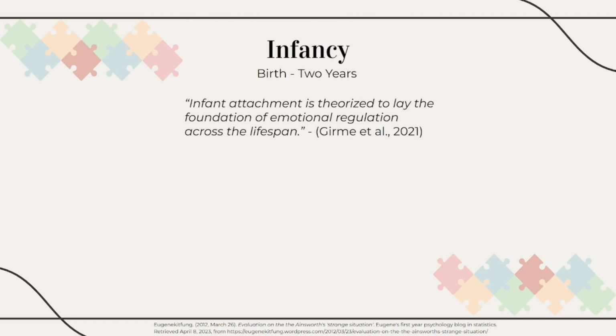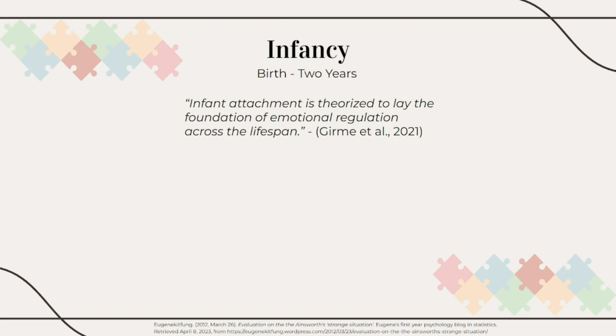Infancy is arguably the most heavily observed stage of life when it comes to attachment theory. Attachment during infancy is regarded to be critical in determining attachment style later in life, impacting individuals' relationships even into adulthood. As put by Gurm et al., infant attachment is theorized to lay the foundation of emotional regulation across the lifespan, and these patterns of emotional regulation, which will be further discussed once we get to emerging adulthood, determine individuals' interpersonal skills.